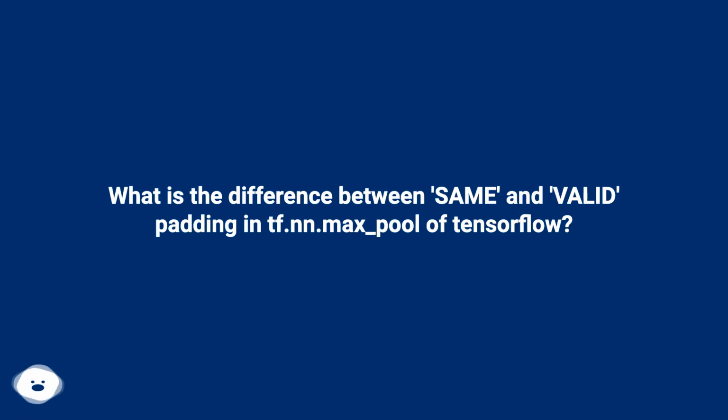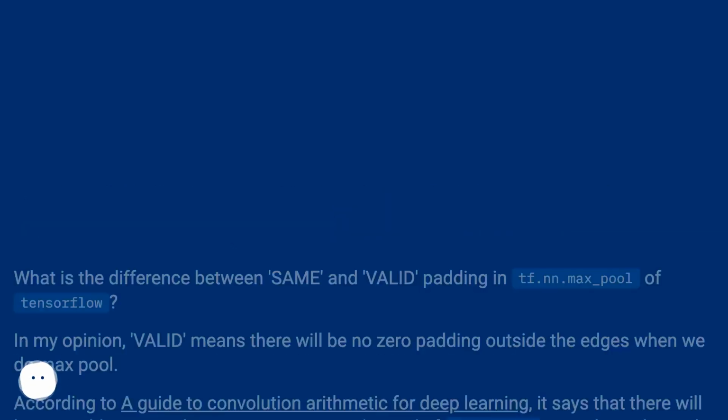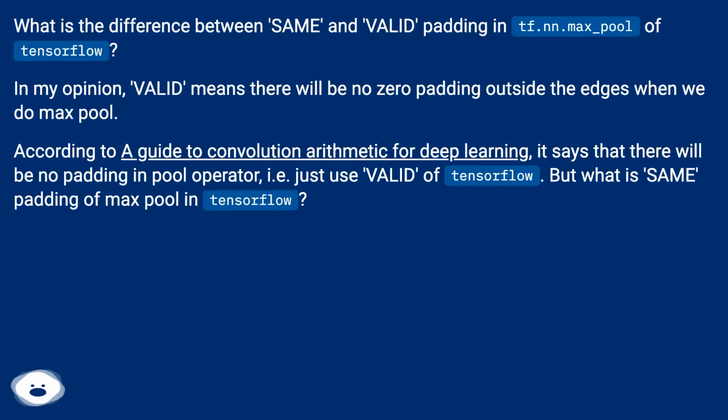What is the difference between same and valid padding in tf.nn.max_pool of TensorFlow?